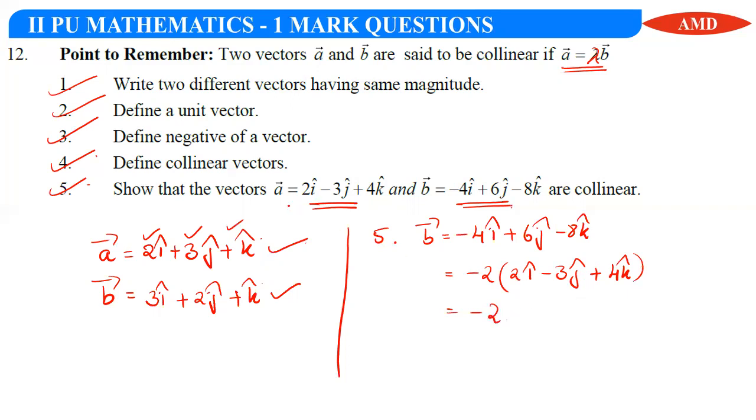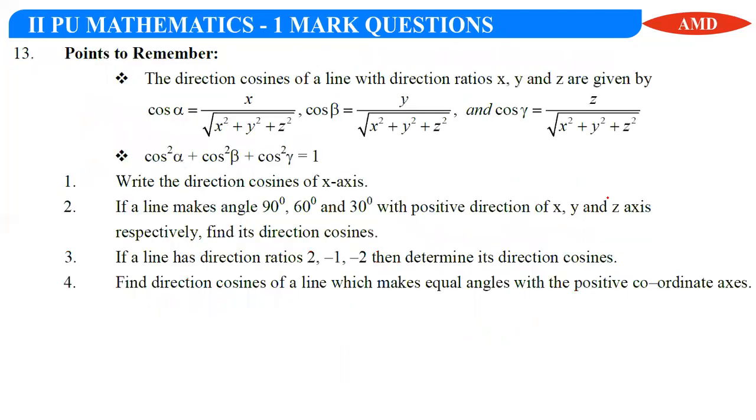Isn't it nothing but the vector A itself? Yes, it is the vector A. So I was able to express the vector B as some scalar times the vector A. Therefore, A and B must be collinear. Okay. Yes. The 13th question.